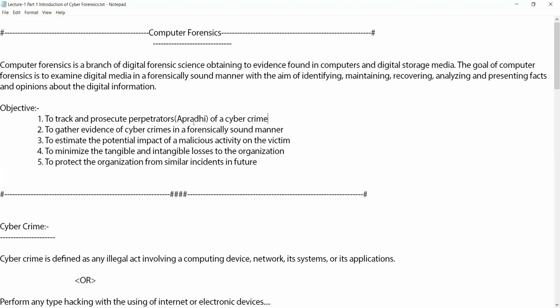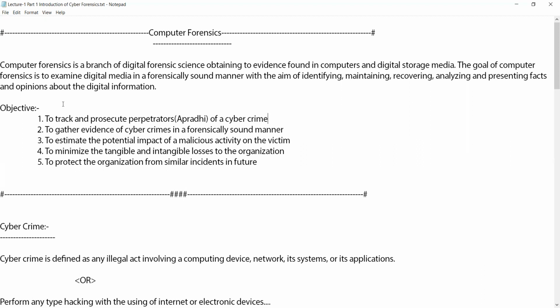So let's start our first module, guys. And the first module is basically related to cyber forensics, as well as computer forensics. So firstly, we need to discuss what computer forensics is. Just remember one thing, guys, computer forensics is just a branch of cyber forensics, as well as we can say that it is digital forensics.